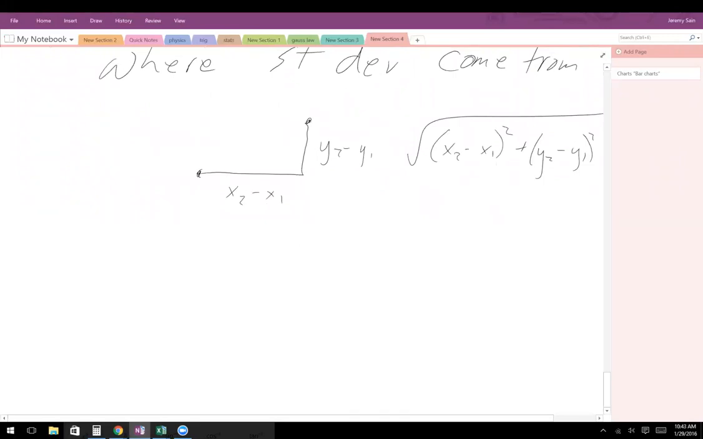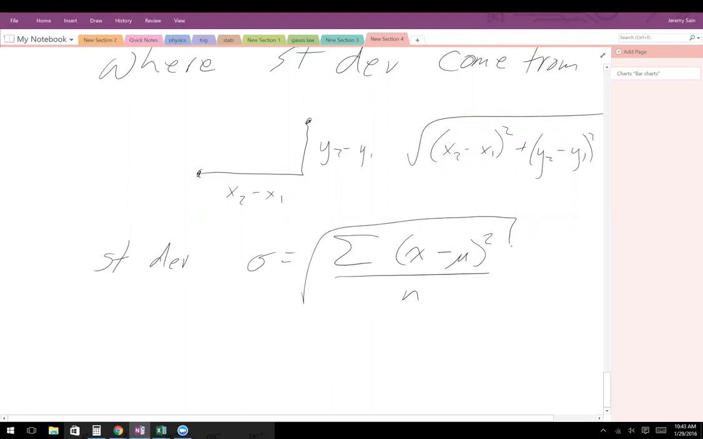If you actually write out the formula, what is standard deviation? You take each value minus the mean, squared, add them up, and then divide by n or n minus 1, and then take the square root of it. It looks really ugly. But it's actually just the distance formula.